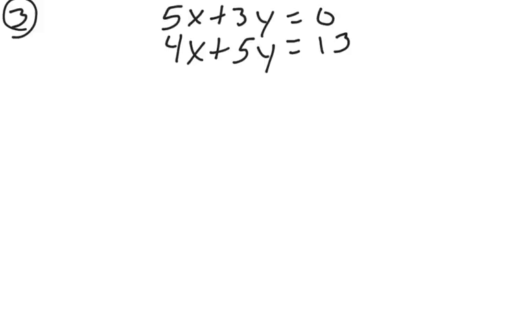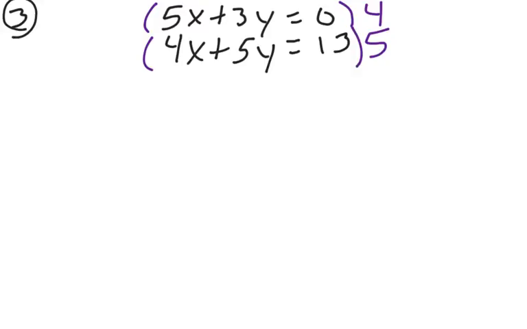Number 3, if you look, neither of the variables have opposite signs. Neither of them have anything in common. So this means you're going to have to multiply both equations. So choose. Do you want to get rid of x or do you want to get rid of y? I'm going to get rid of x, which means that the first one is going to get multiplied by 4, and the second one is going to get multiplied by 5. Basically, I just multiplied them by the opposite x.